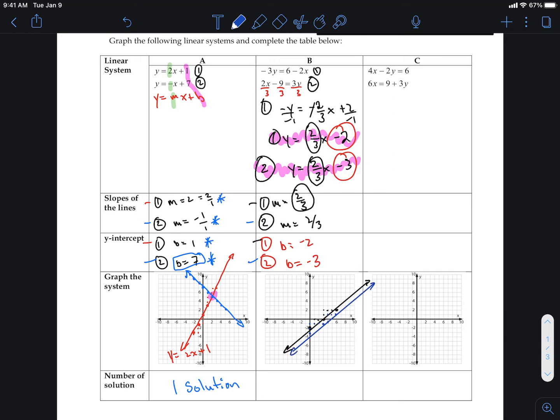Are those ever going to touch? So there's no point of intersection, therefore you get no solutions.